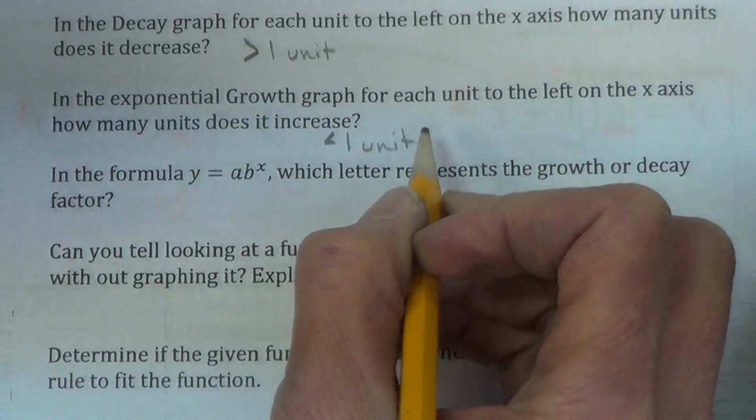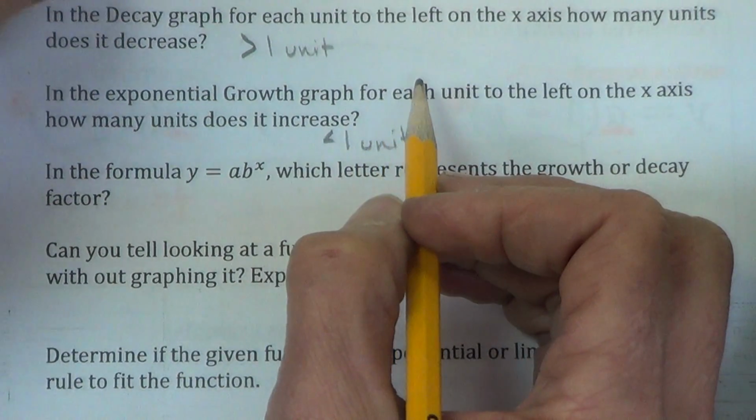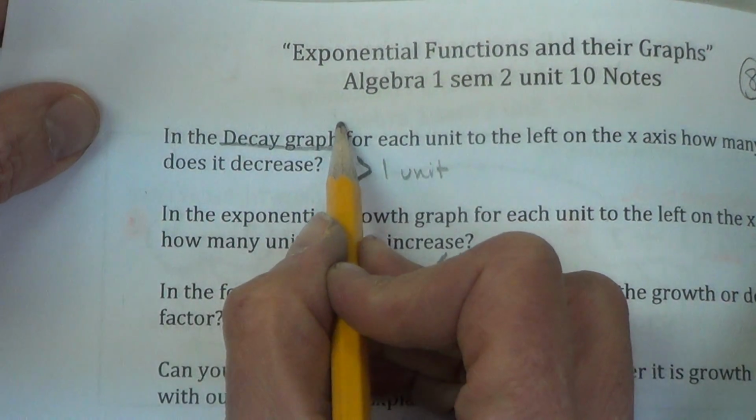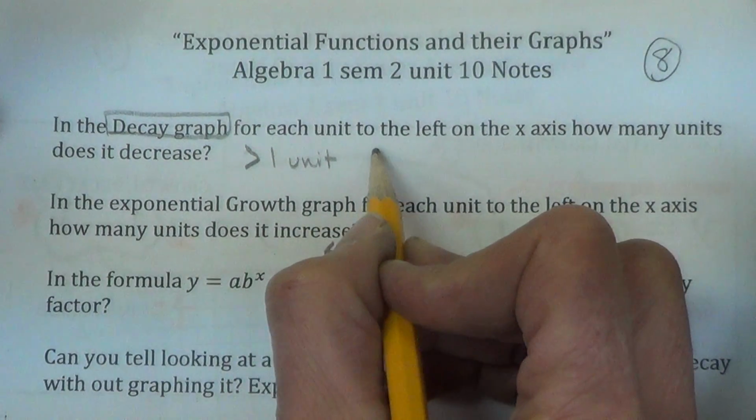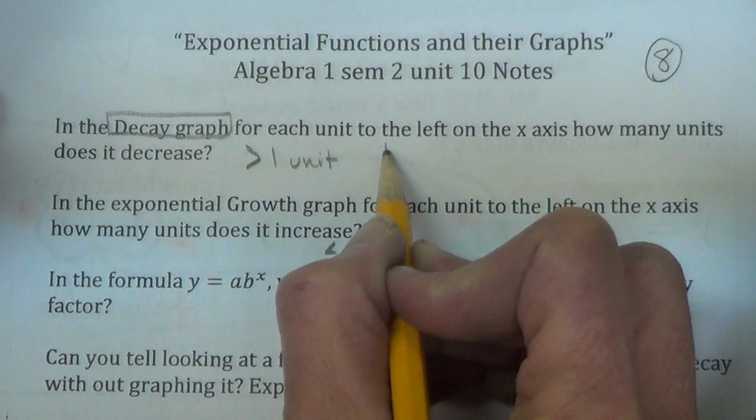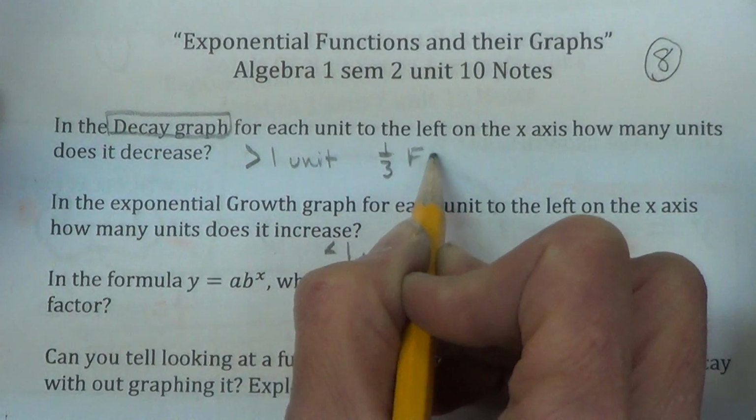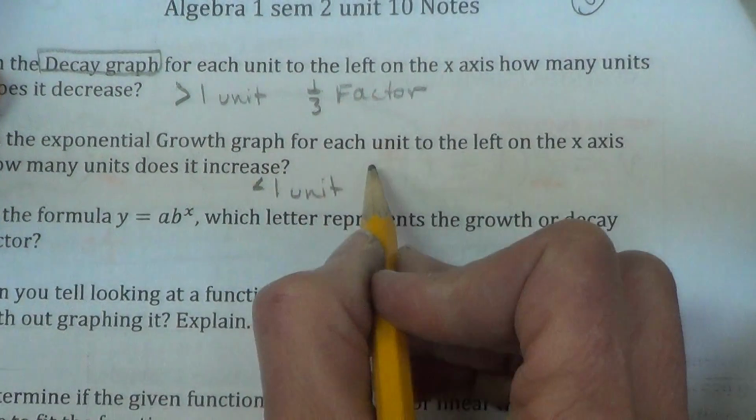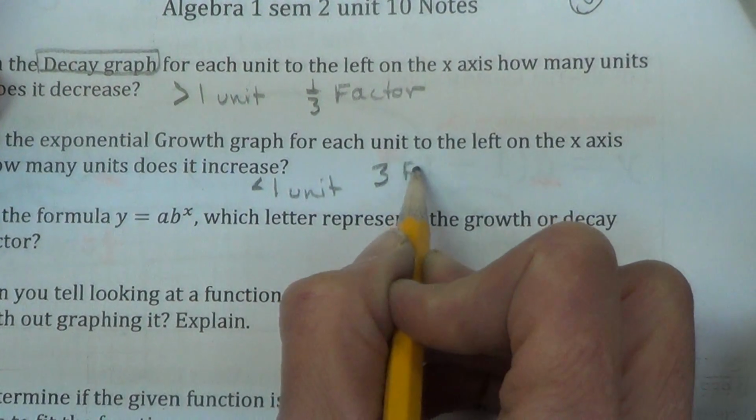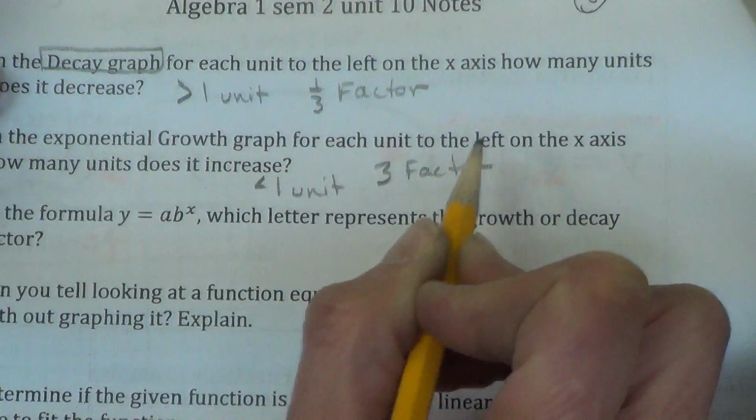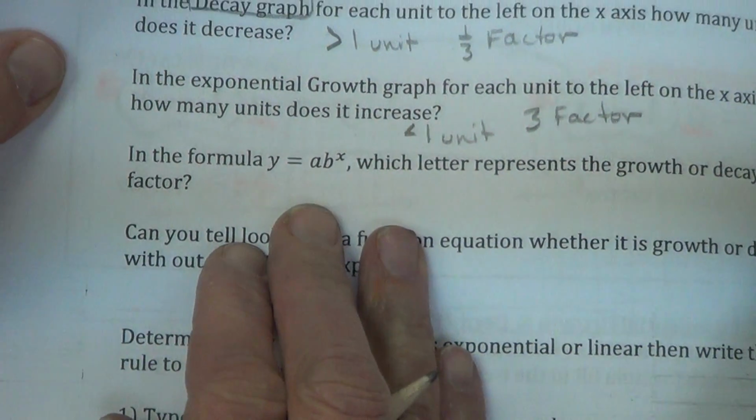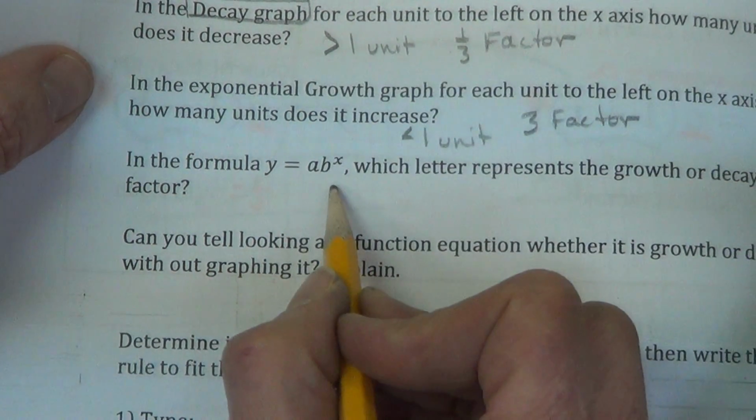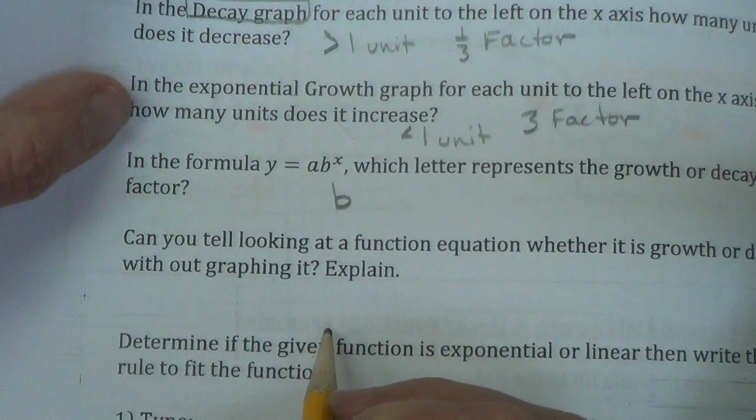Now, the one thing that I'd like you to do is go back and put the factors on these, even though I'm asking the number of units. So for decay graph, the decrease, I want you to make sure and write that it was 1/3 factor. We're cutting them in thirds. And on the growth, it's a factor of 3. We're multiplying them by 3. In the formula, y equals ab to the x, which letter represents the growth or decay? If you said b, you are absolutely correct.